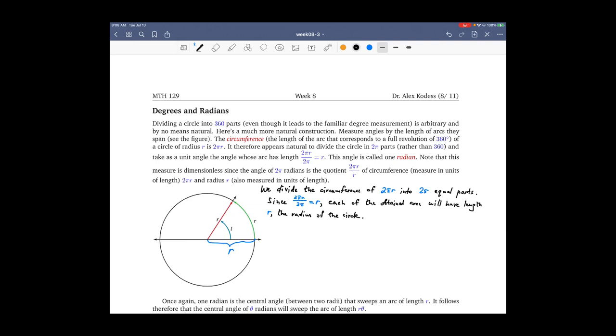And so we say that the angle subtended by an arc whose length equals the radius of the circle is defined as 1 radian.